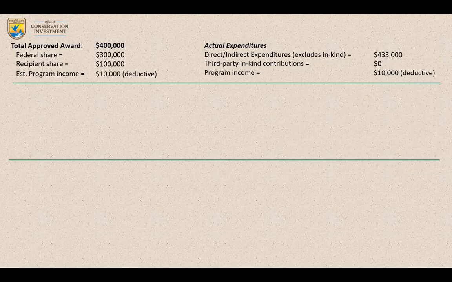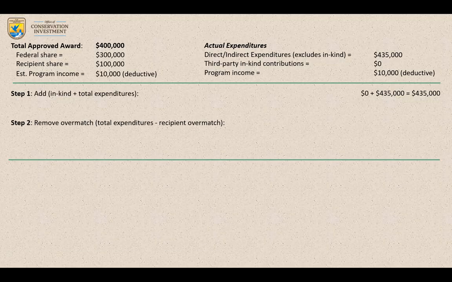Next, let's walk through how the recipient calculates the values to enter on their award final federal financial report. The first step is for the recipient to add the value of any applicable third-party in-kind contributions to the total amount of direct and indirect costs charged to the award. Since there were no third-party in-kind contributions, the adjusted outlays are $435,000.